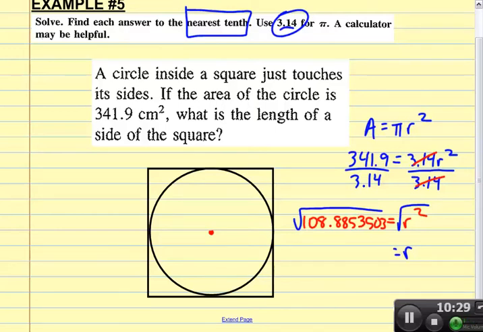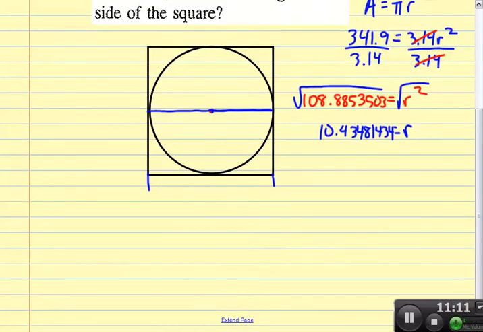So square root of 108.88535503. All right, so that means that the radius is 10.4348. Okay, that's how long this is. But wait a minute, the side of the square is this and this. So if I multiply that by 2, I'm going to get that side of the square, right? X is going to equal 20.8696286.